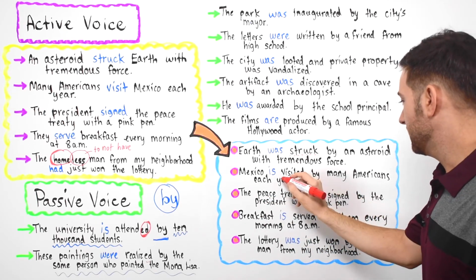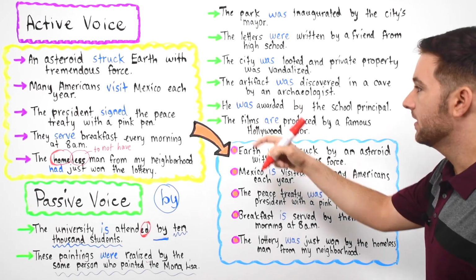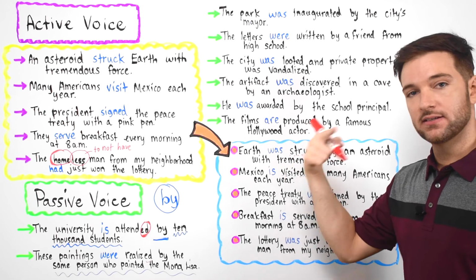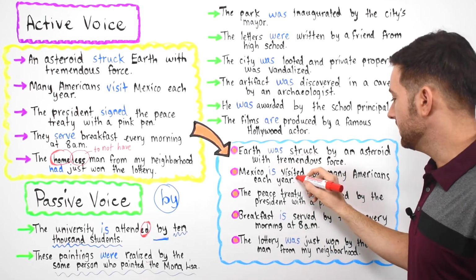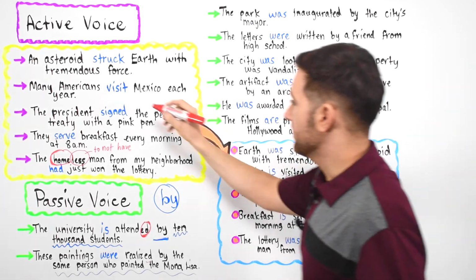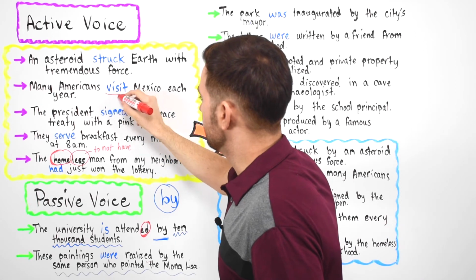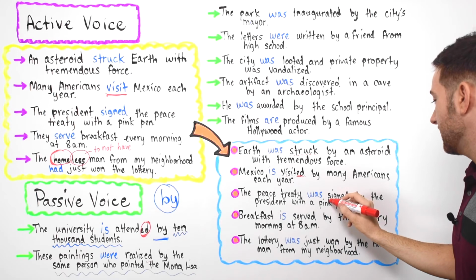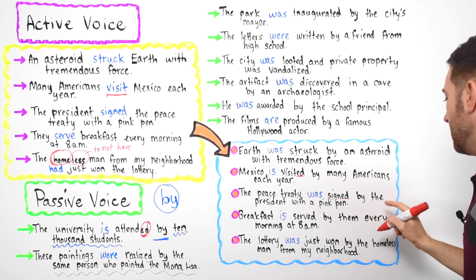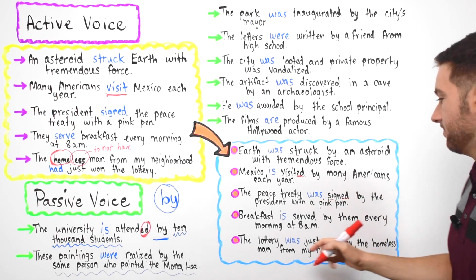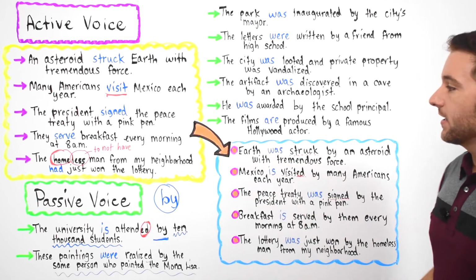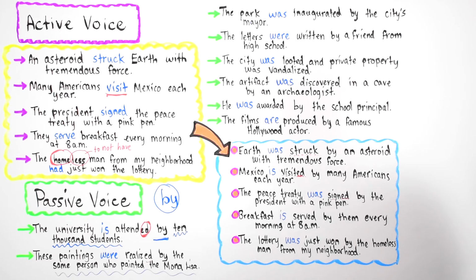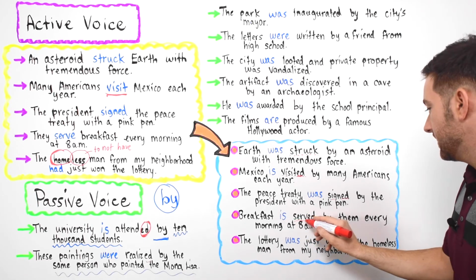Okay, here we have visited, right? Because remember, we have to put it in the past. Okay, so we have visited with ed here instead of the present form of visit in this example. So the peace treaty was signed, also past, by the president with a pink pen. They serve breakfast every morning at 8 a.m. becomes: breakfast is served by them every morning at 8 a.m.